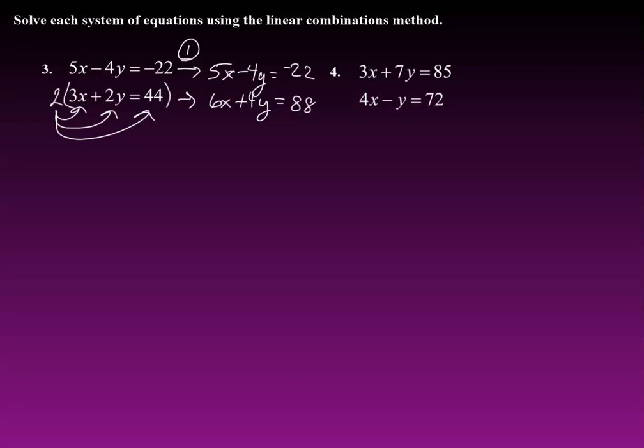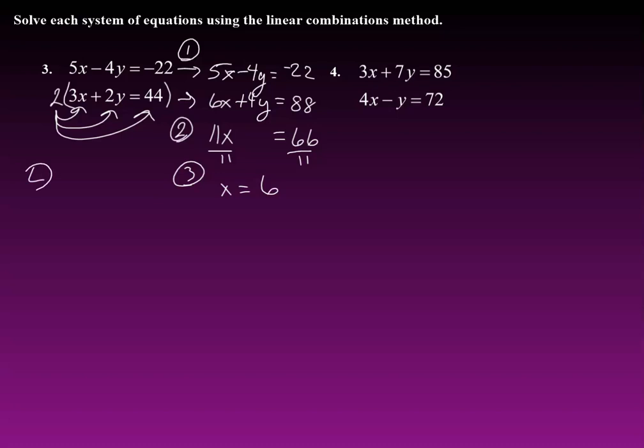Step 2, we're going to add these together. So 5 plus 6 is 11. Negative 4 plus 4, that's gone. Negative 22 plus 88, so 88 minus 22 is 66. So now I can go ahead and solve for x. When I solve for x, I'm going to divide both sides by 11, so we get x is equal to 6.